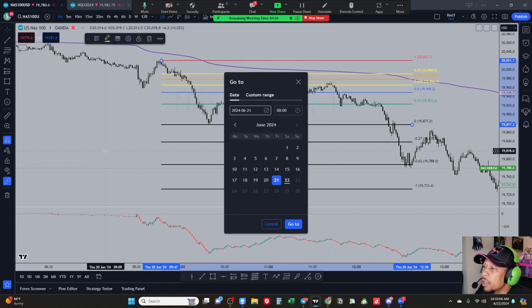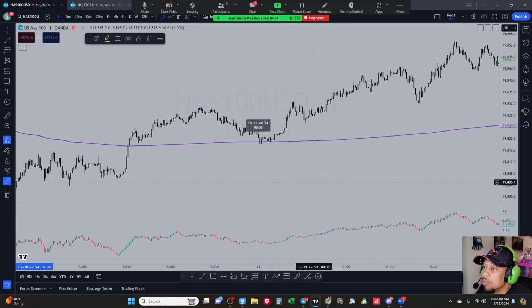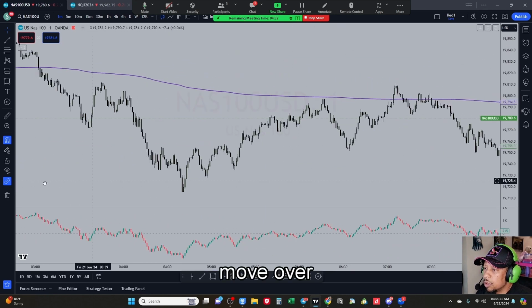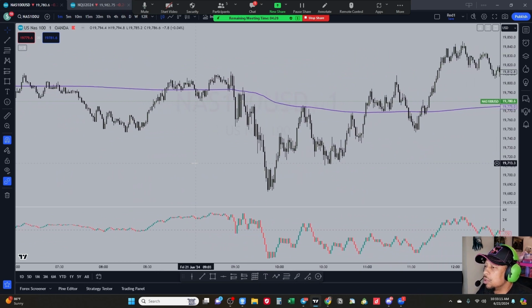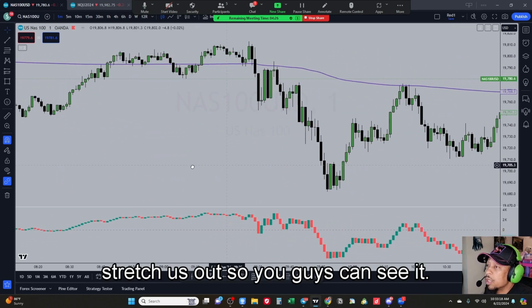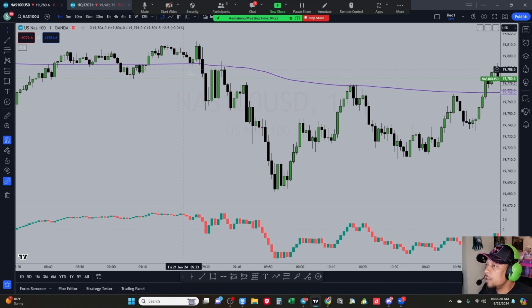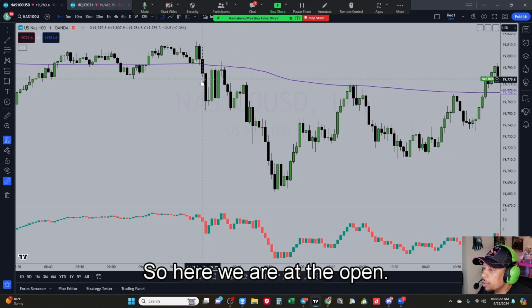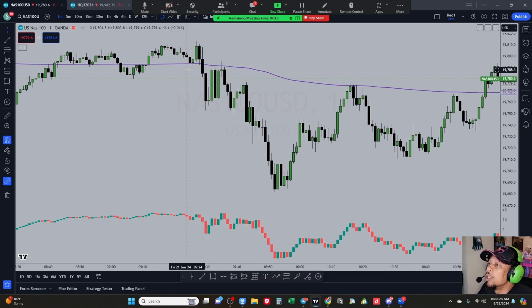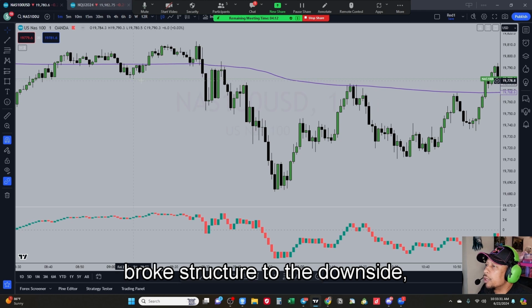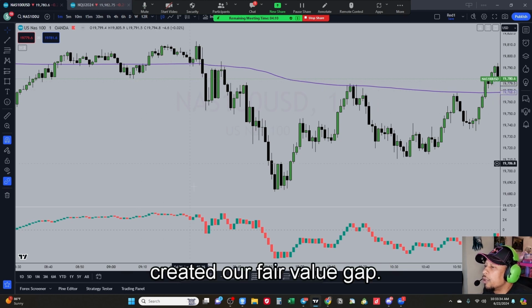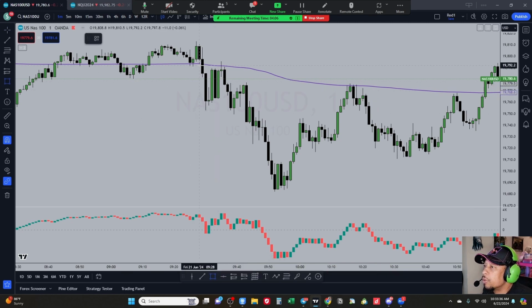Here's Friday. Move over. 9:30 open. Stretch this out so you guys can see it. So here we are at the open, right? We're waiting for the break of structure. Here's our low. Price jumped around, broke structure to the downside, created our fair value gap here to here.